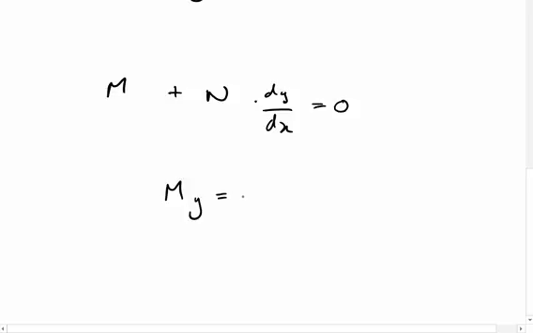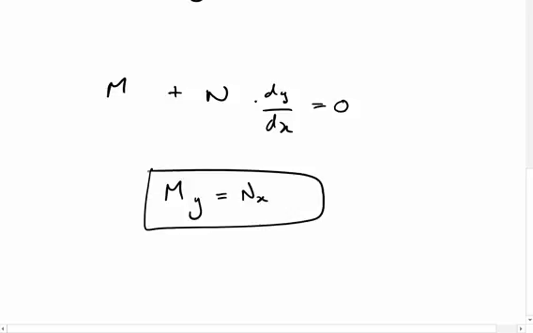So what have we got? Let's just write down what we've got. We've got M, and M is a function of x and y, plus N times dy by dx, has got to be equal to 0, okay? And basically the idea is that if we want it exact, then the derivative of M with respect to y has got to be equal to the derivative of N with respect to x. So that's kind of what we're after.